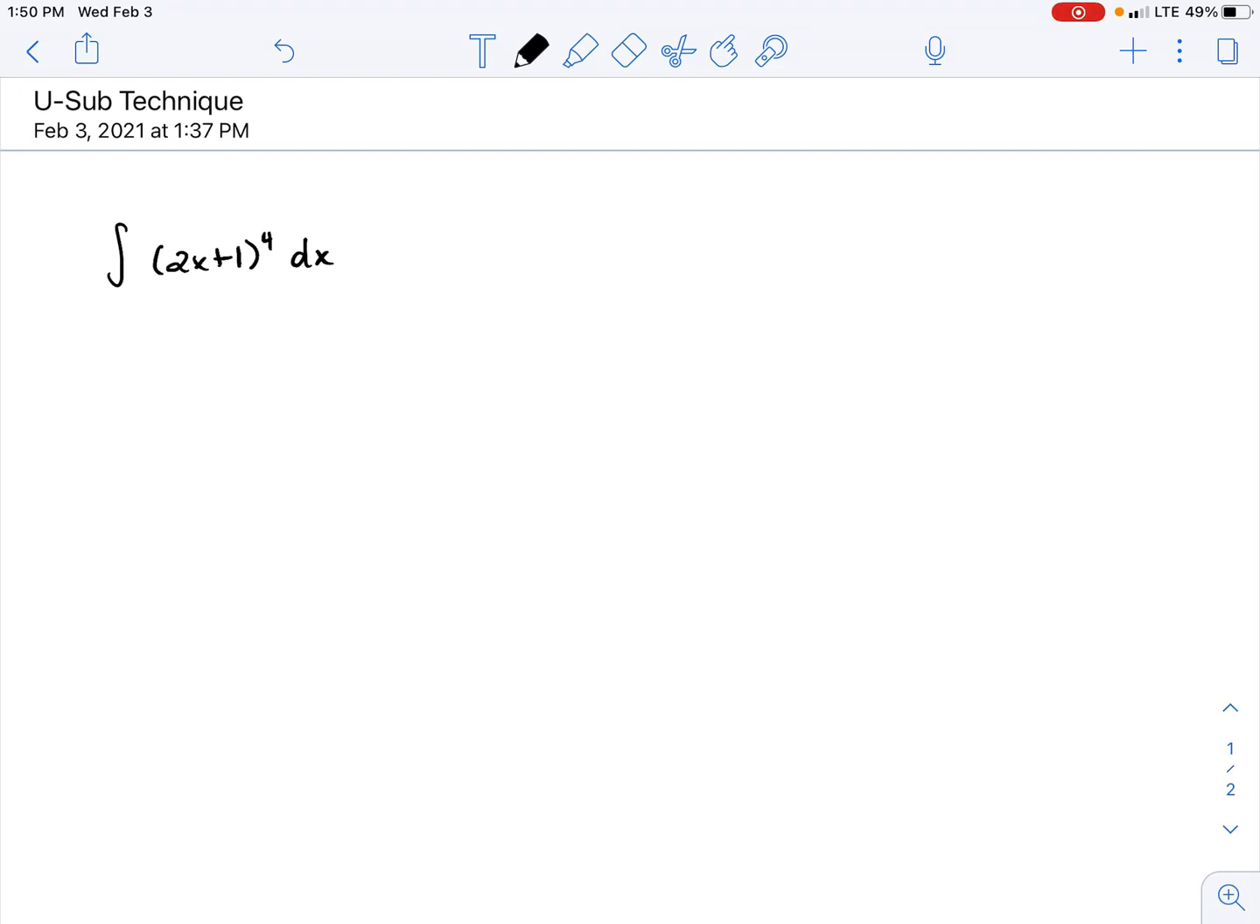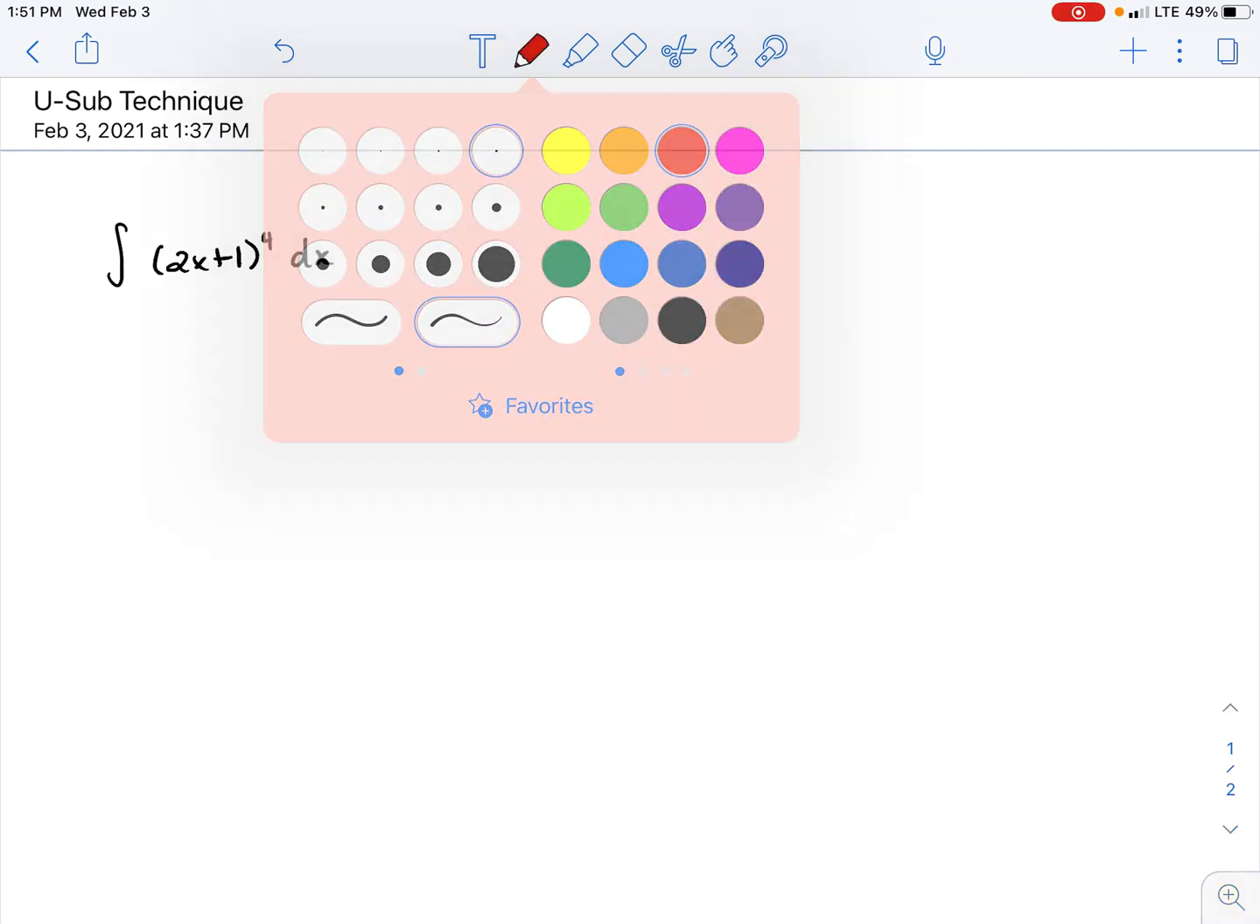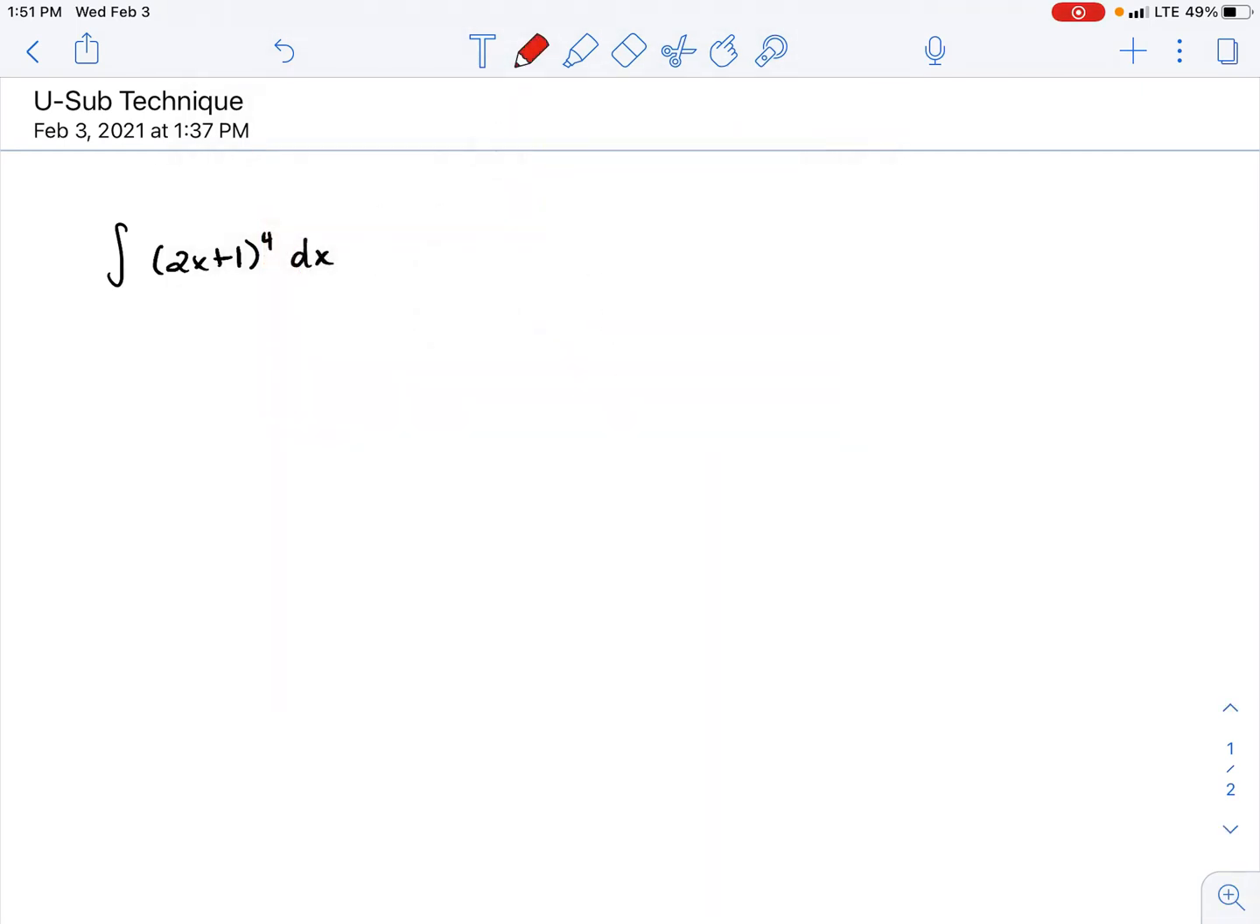So what I'm going to do here is look at this expression and call this inner function u. My u is going to be 2x plus 1, and in particular it's this piece here.